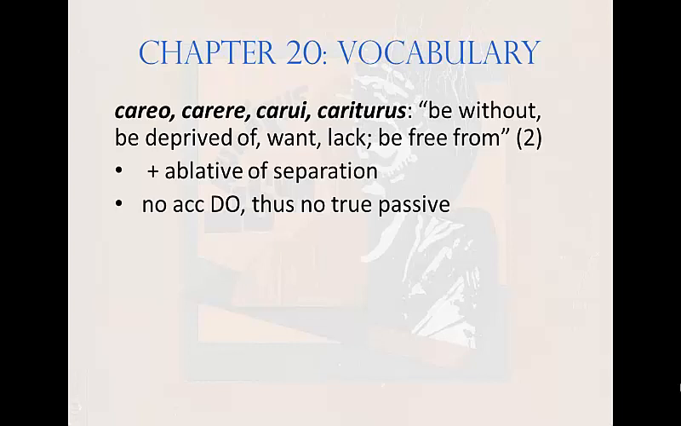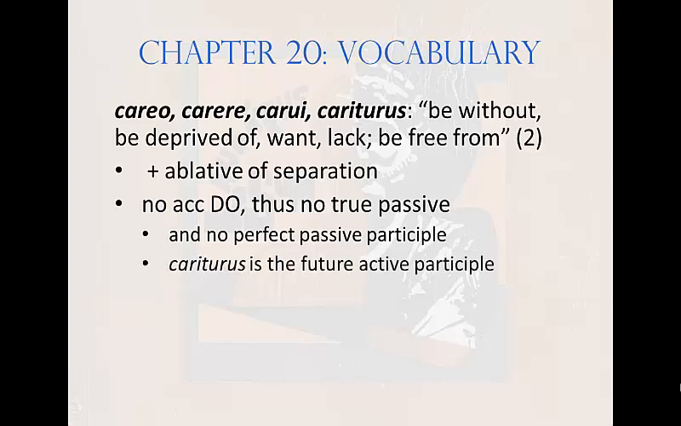And that's why the fourth principal part, caritus, no doubt looks odd to you. It's not a perfect passive participle. There are no passive forms for this verb, participle or otherwise. Caritus is in fact a future active participle, a form we'll address in later chapters.